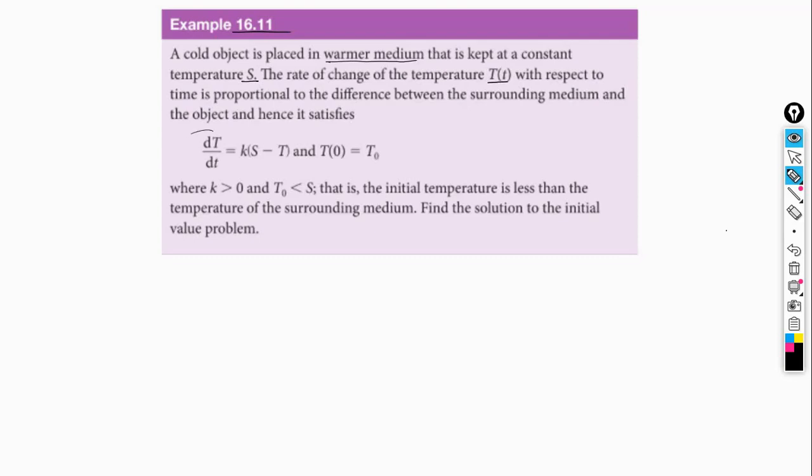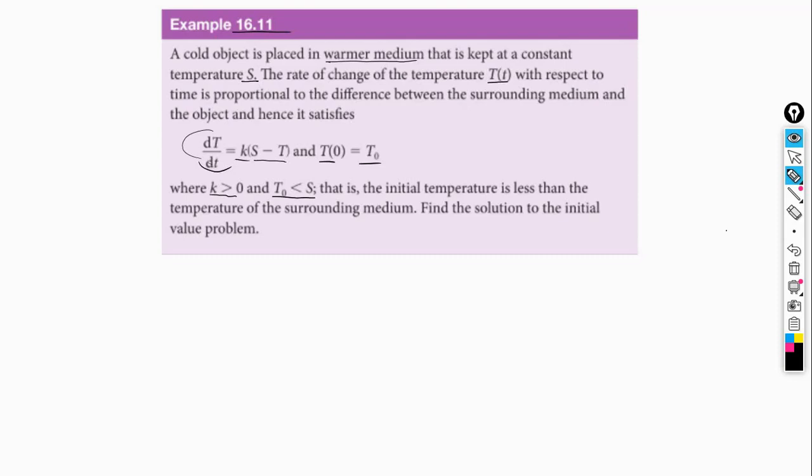So notice that here we have the rate of change of the temperature with respect to time is equal to K, which is a constant rate of change, of S minus T, where S is a constant temperature and T is the temperature of the object. And then we have that the initial temperature when time is 0 is T sub 0, where the constant K is greater than 0, and the initial temperature, or T sub 0, is less than the surrounding medium. Find the solution to the initial value problem.